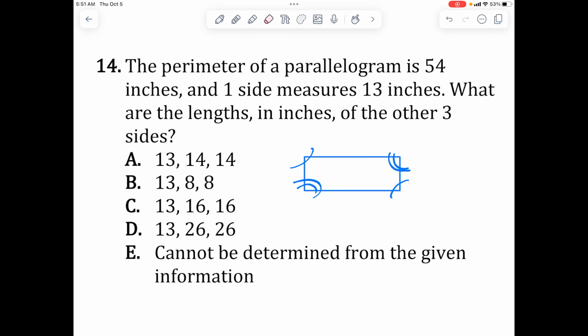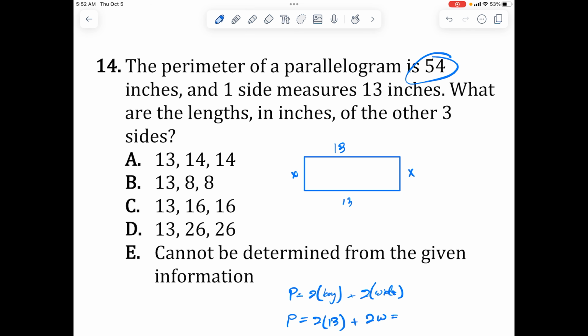Okay, so it says one side is equal to 13, which actually means that two sides are 13. You just need to find the other side. If you do the perimeter formula of a parallelogram, it's just going to be 2 times the, let's just call it the long side, plus 2 times the wide side. In this case, let's just say that the long side is 13. That's what we know. P equals 2 times 13 plus 2 times, I'll call it W.